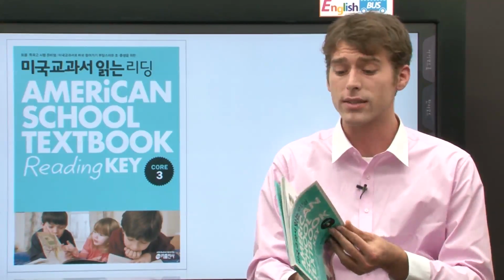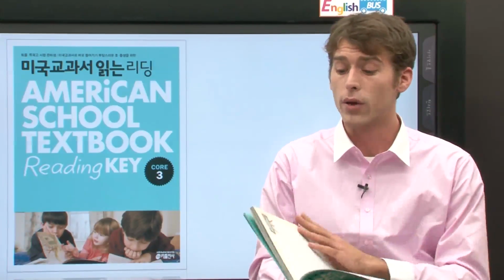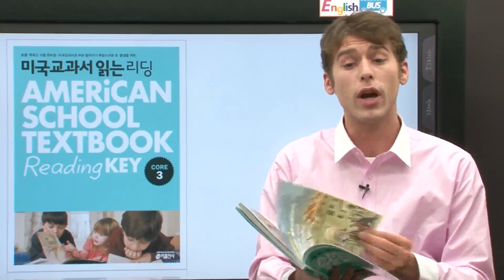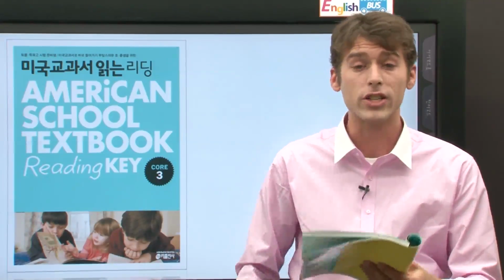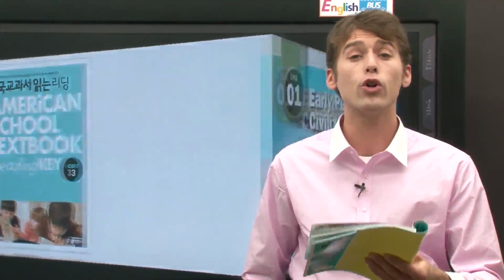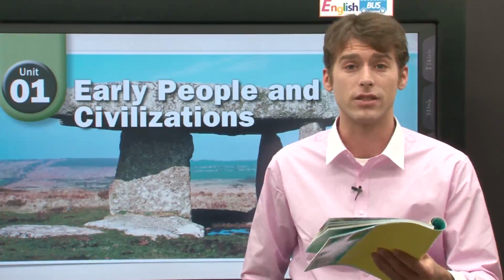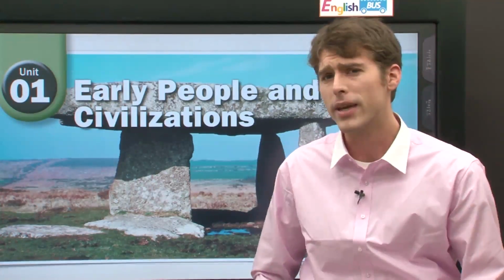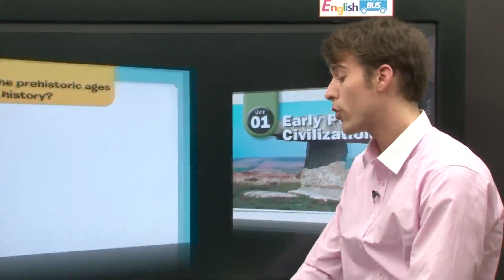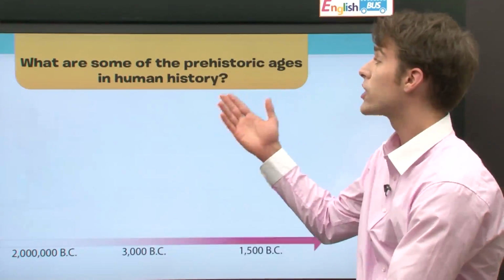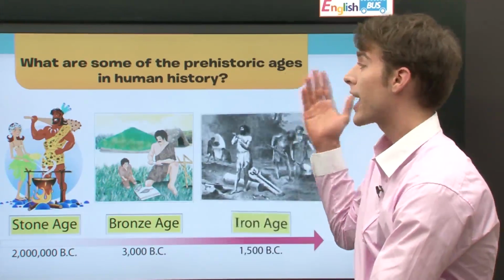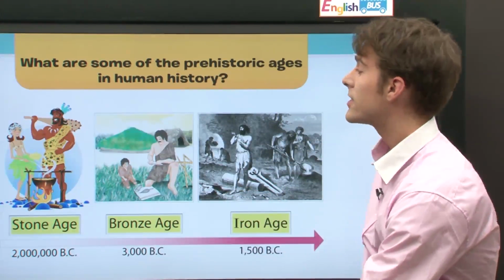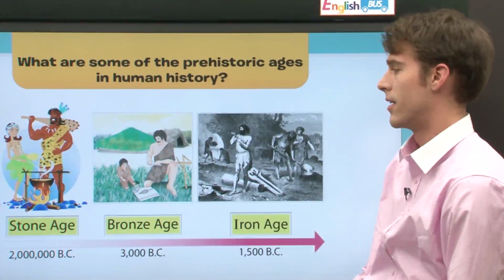Now it's our first lesson, so we'll open up and read from the first chapter and the first unit of the first chapter, which is entitled Early People and Civilizations. It begins on page 9. But before we begin, I have a question for you. What were some of the early prehistoric ages in human history? Do you know? Well, here, let's take a look at this timeline here.